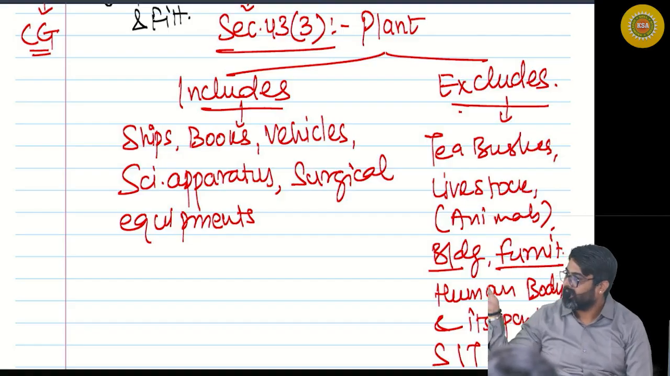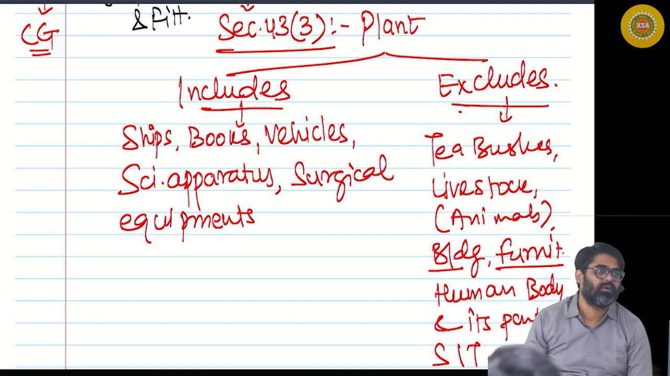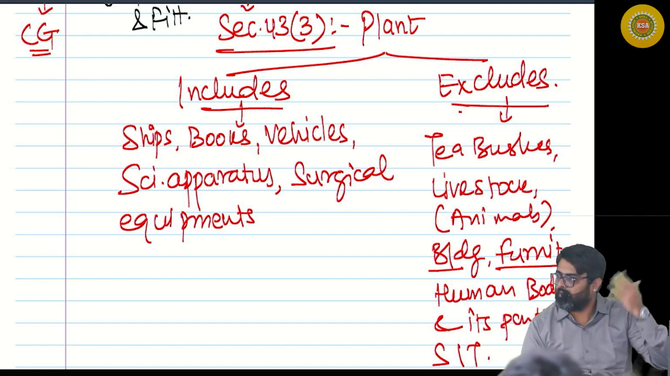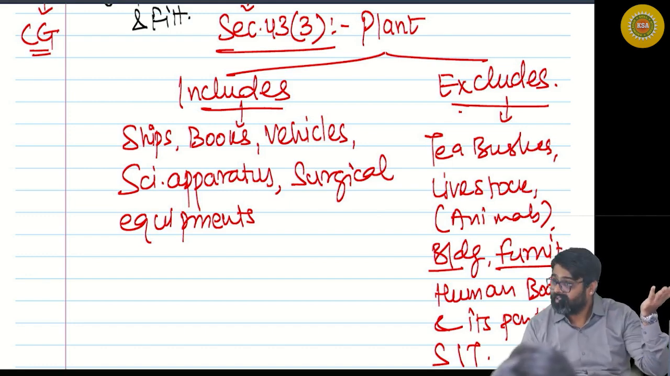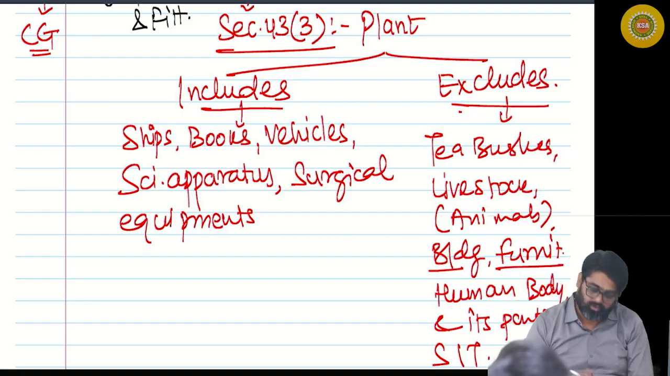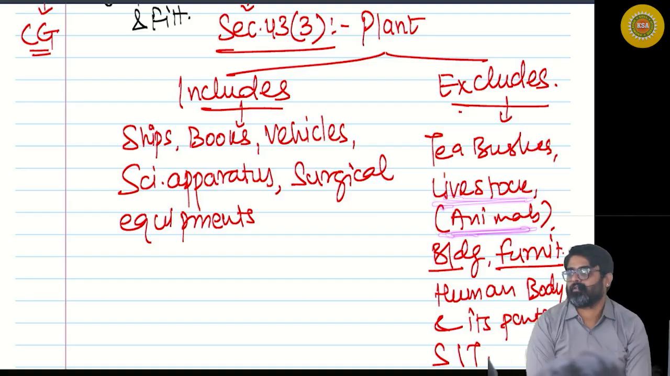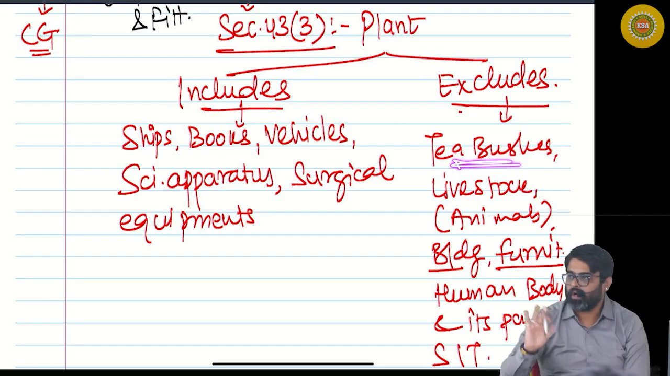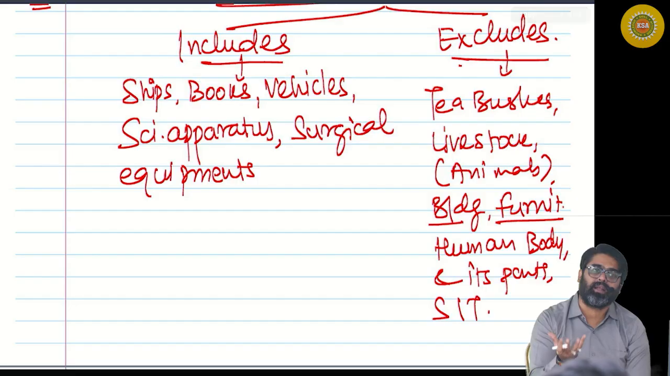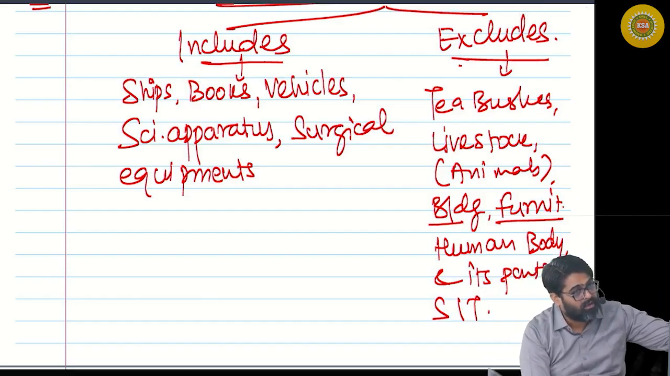Now you want to claim it again in the form of depreciation. Will not be allowed. Because the purchase price of any stock in trade will always be allowed as a deduction, as revenue expenditure under section 37(1). So animals, what did I say? Livestock will not be treated as plant. Tea bushes will not be treated as plant because their cost is already treated as revenue expenditure and is already allowed as a deduction while calculating your PGBP income.